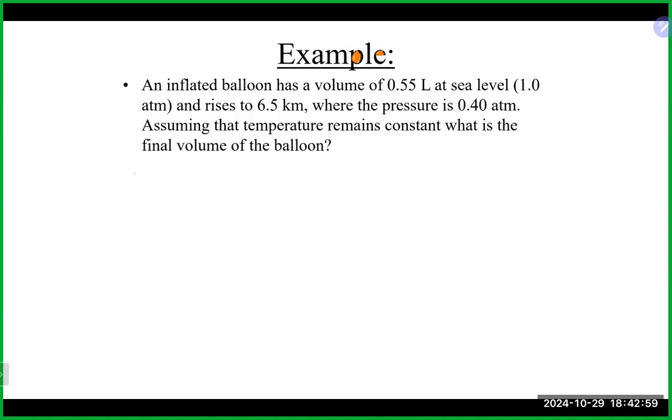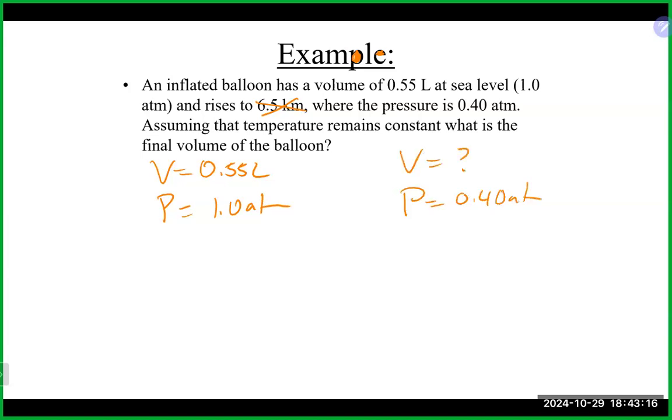All right, so once again here, I'm going to pull out the information. I have a volume of 0.55 liters. 1 atmosphere is a pressure. 6.5 kilometers is useless information in this problem. Pressure is 0.4 atmospheres, and I am looking for a volume. So once again, you should hopefully be able to recognize our Boyle's Law happening here. I'll call these ones, these twos. My pressures are both in atmospheres, so I'm good to go on that.